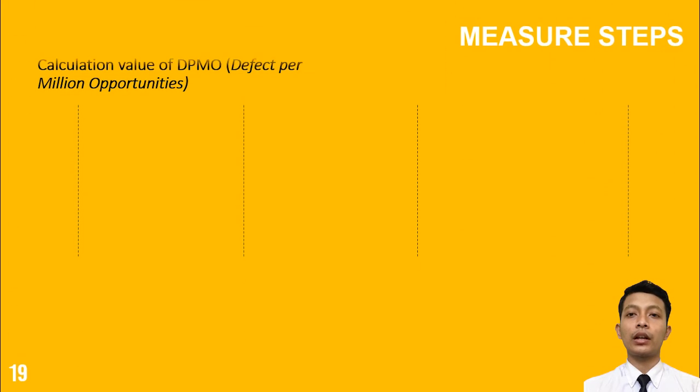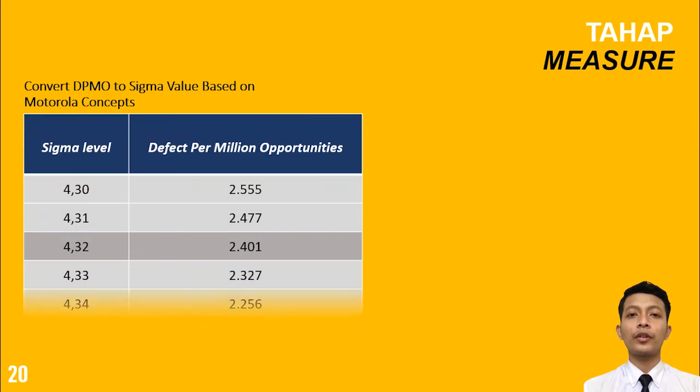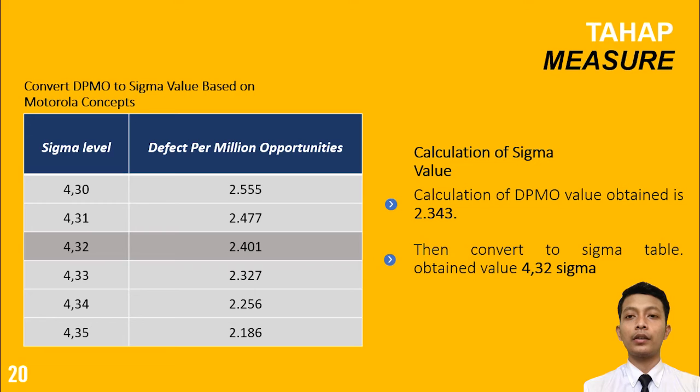The next measure step is to calculate the value of DPMO to measure the capacity of defects per million opportunities, and also to find out the level of sigma. Begin by finding the DPU value, then calculating the DPO value, so the DPMO value is 2343. Then convert DPMO to sigma value based on the Motorola concept. From the DPMO value of 2343, converting with the sigma table, we obtain a value of 4.32 sigma.